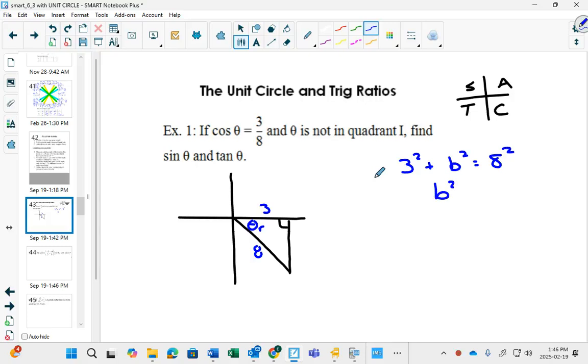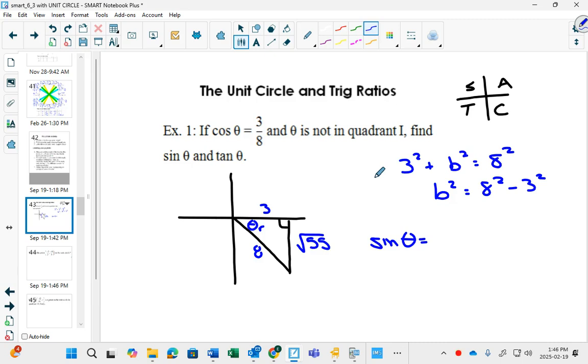So if I wanted to get the other side by itself, you're going to be like, oh, 8 squared is 64. 64 minus 9 is 55. And so this side is the square root of 55. And because I've got my triangle drawn and I can label the other side, now it's easy to say what sine of theta will be.